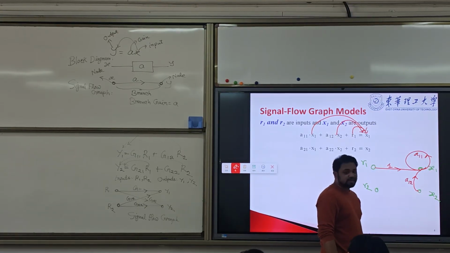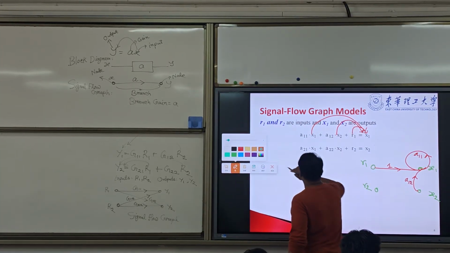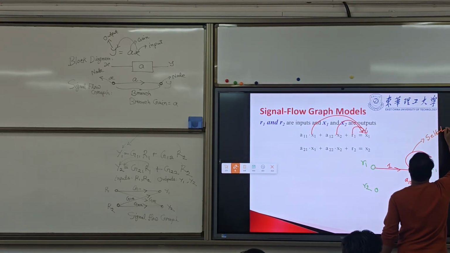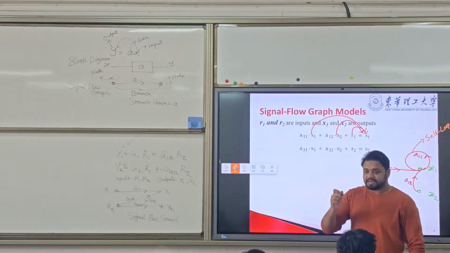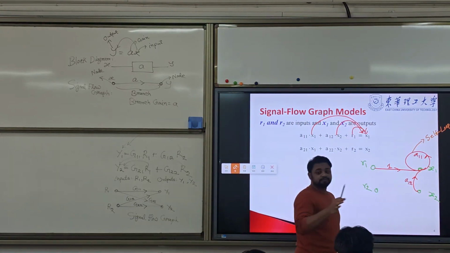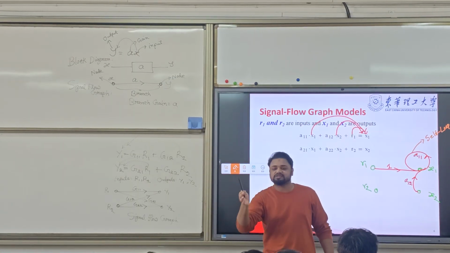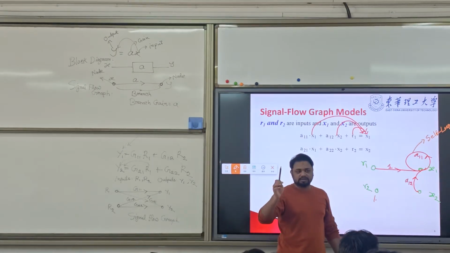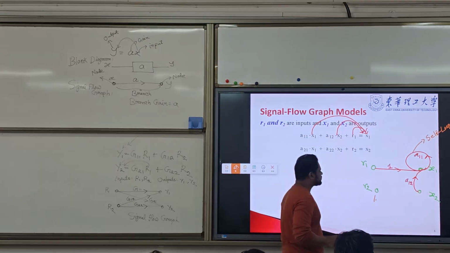This is called a self-loop. We will need it, so remember the name. Self means its own loop. It starts from the same node and it ends in the same node. It is starting from one node and ending in the same node. That is called a self-loop. If there is only one point, starting and ending at the same point, then we call it a self-loop.